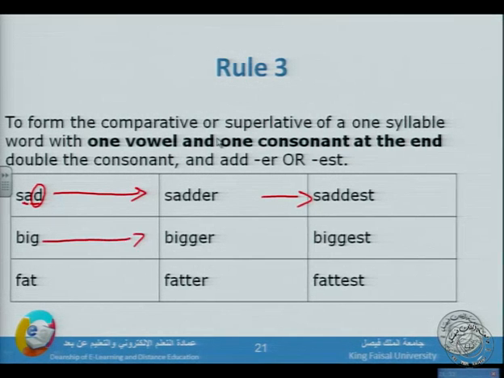نفس الشيء big bigger، لاحظوا ضاعفنا هذا الحرف وأضفنا ER. وفي هذه الحالة biggest وأضفنا EST. fatter، fat تكون من مقطع صوتي واحد انتهت بحرف علة وحرف ساكن. في هذه الحالة نضاعف الحرف الساكن ونضيف ER. وفي حالة superlative نضاعف الحرف الساكن ونضيف EST فتصبح fattest.